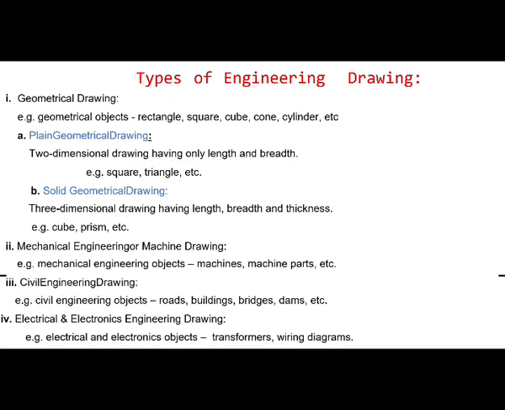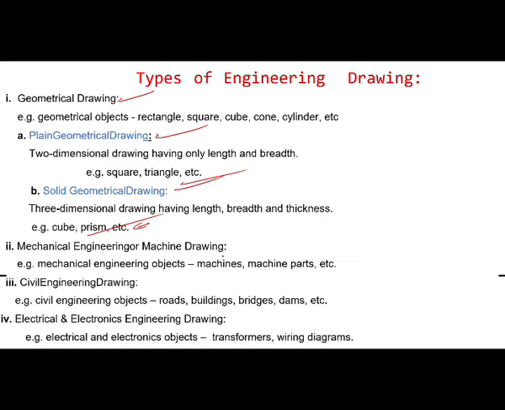Types of engineering drawings. There are geometric drawings. Geometrical objects like rectangle, square, cube, cone, cylinder, etc. are called geometrical objects. Plain geometrical drawing, that is 2D drawing having only length and breadth. Solid geometrical drawing, that is 3D drawing having length, breadth and thickness, like cube, prism. We just understood the square, triangle and cube, prism, which are defined by two different names: plain geometrical drawing and solid geometrical drawing.